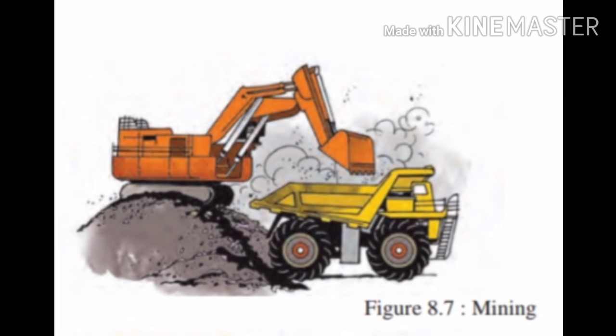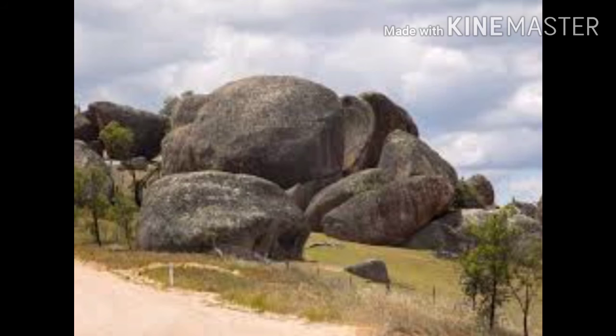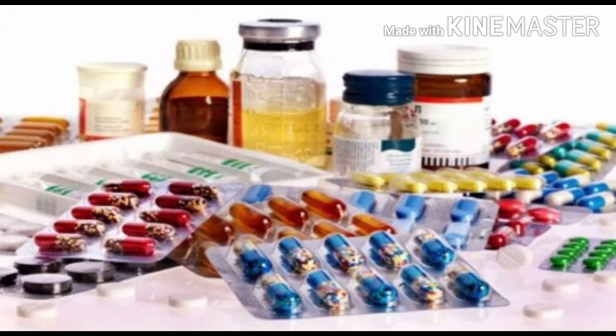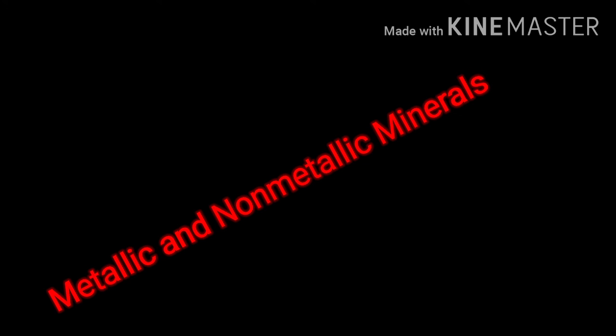Figure 8.7 shows that rock is being loaded into a truck from the mining area. We have seen earlier that rock is a mixture of minerals. Minerals are inorganic substances that form in naturally occurring chemical processes. We get different metals and chemicals from the minerals. Some chemicals are used in preparing different medicines. Minerals are generally classified as metallic and non-metallic minerals.